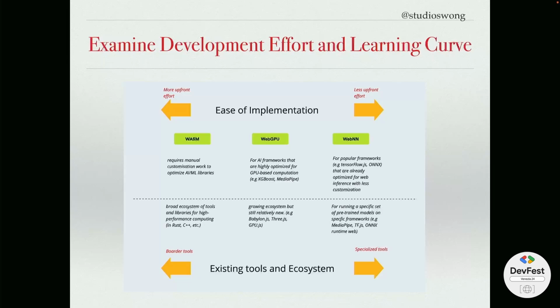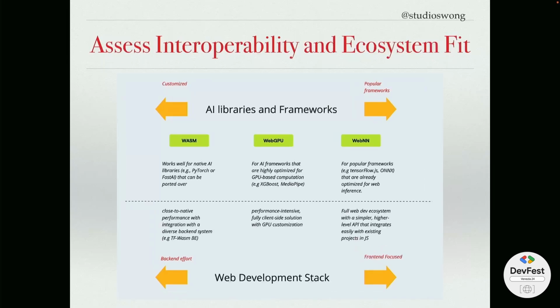But with WebNN, the learning curve is much easier. All this hardware underneath the hood is being abstracted, and it simplifies a lot of the deployment as well. For example, if your team are mostly JS developers, they can just learn the simple WebNN API. They don't need to learn all this CPU and GPU computing underneath the hood. And also, you need to think about all the existing tools and so on.